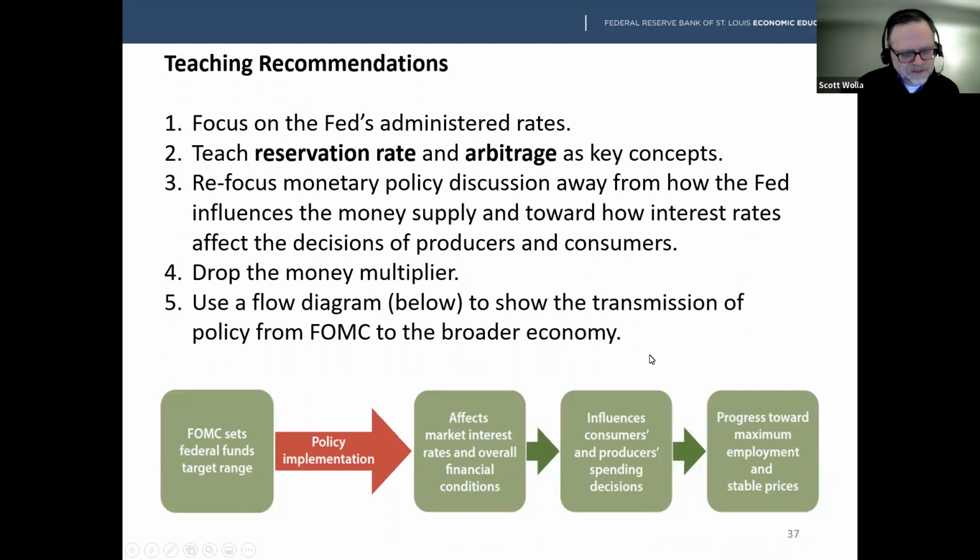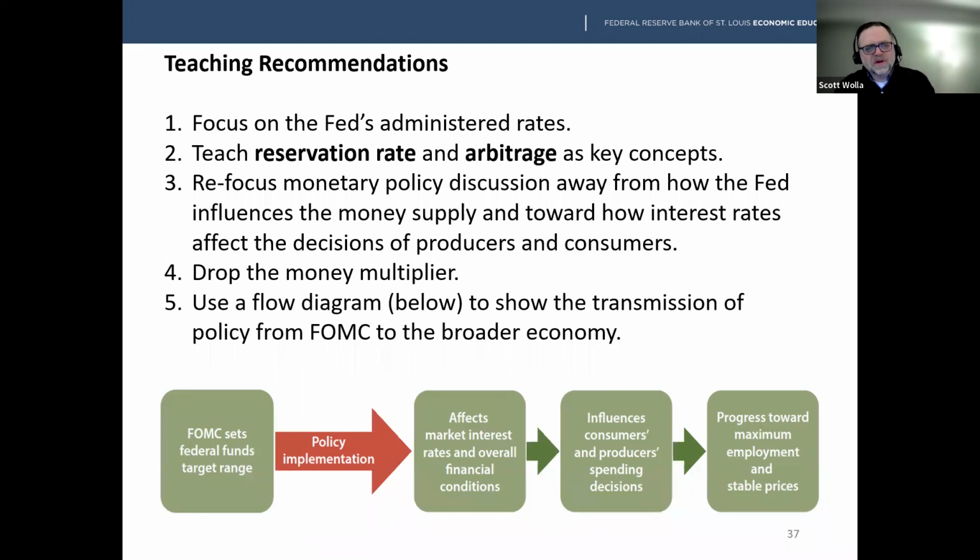Teaching recommendations. Again, we've been presenting this information for about 3 years at conferences, workshops, all over the country, and webinars, and these are the recommendations that we end up making at almost every single one of them. First, focus on the Fed's administered rates. In other words, our recommendation is don't talk about the money supply, because the Fed doesn't use the money supply to influence the economy anymore. Instead, we use interest rates.